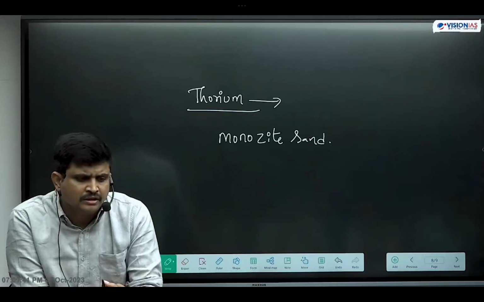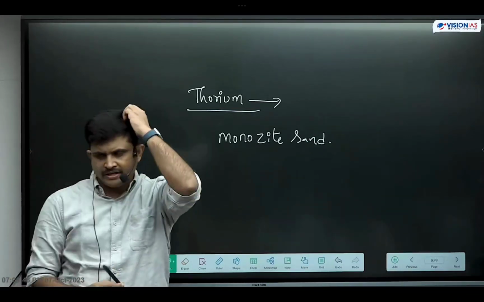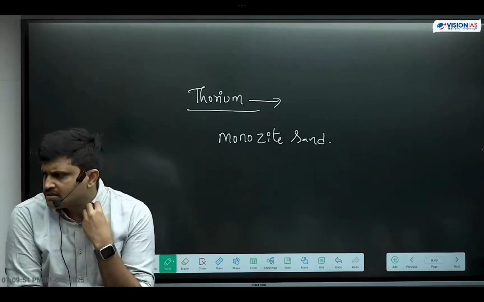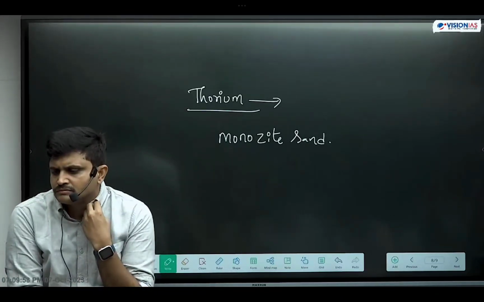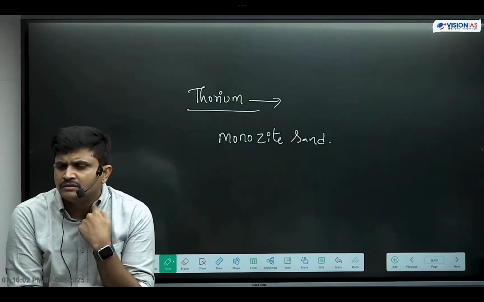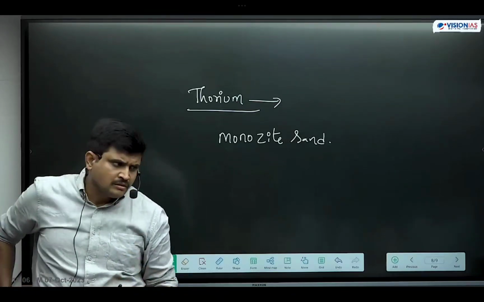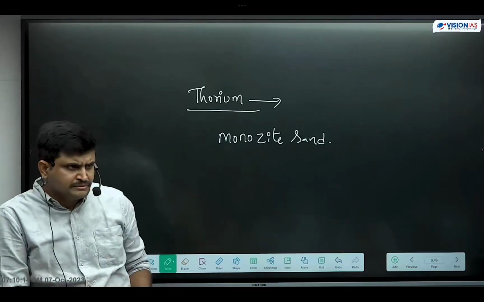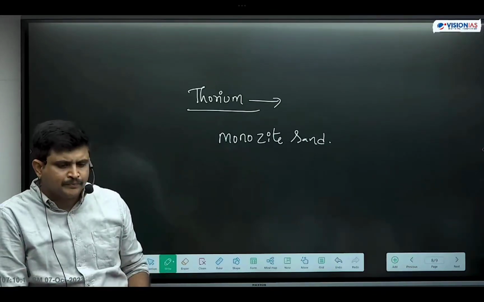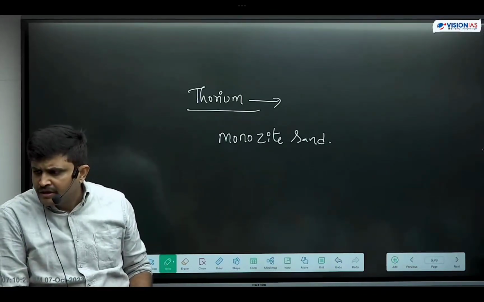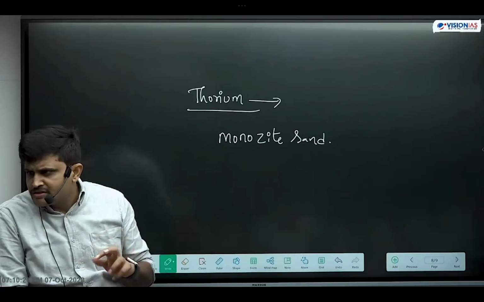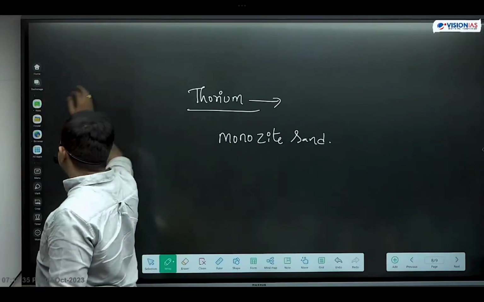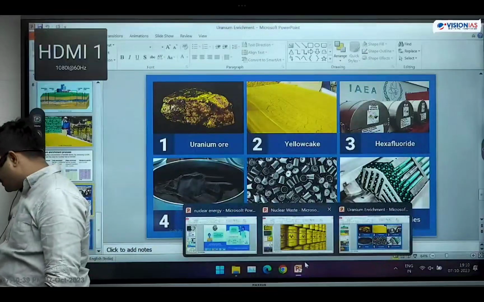Make a note like this: India has one of the world's largest thorium resources, approximately 25% of the world's thorium resources. That is regarding this fuel. Is it clear? That is the fuel resources of nuclear energy, students. What are the different fuel resources?